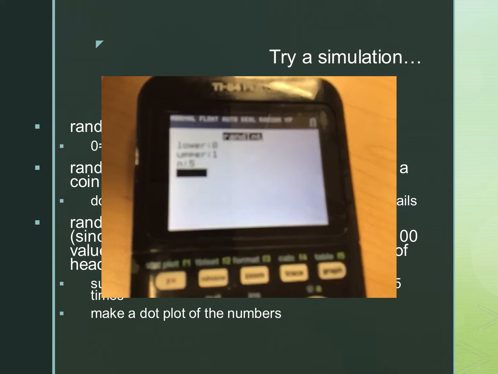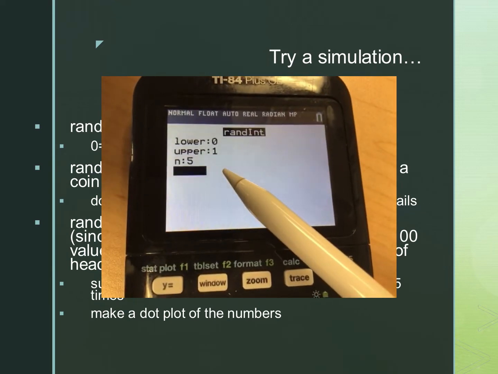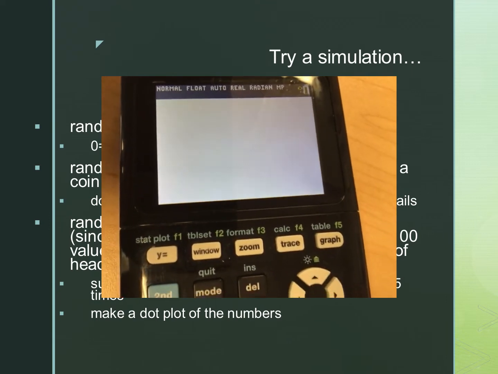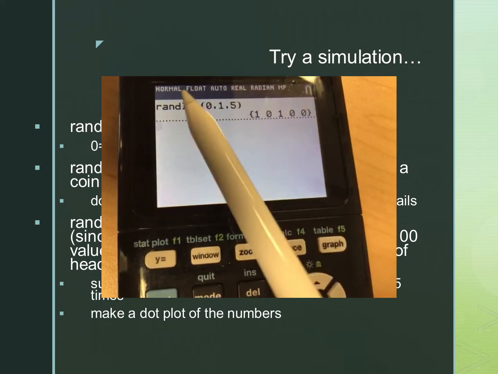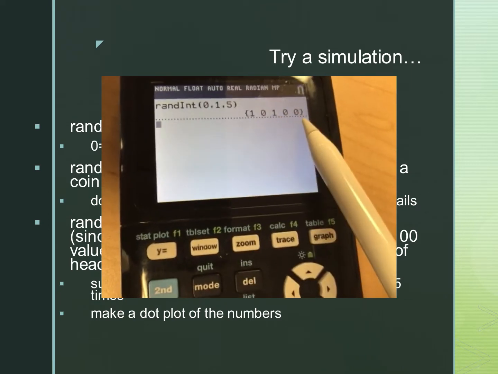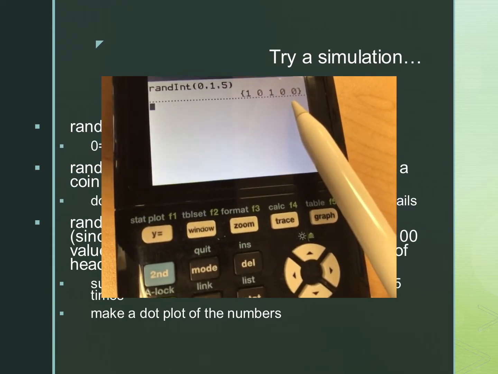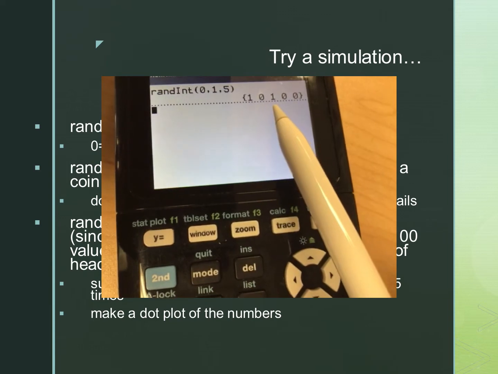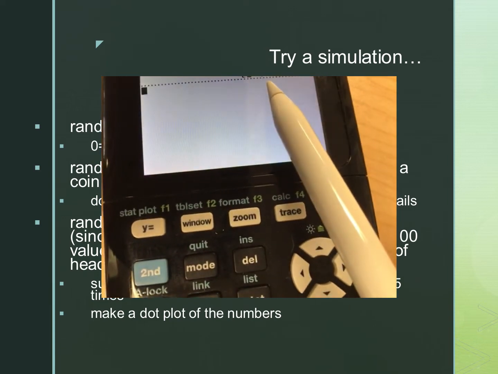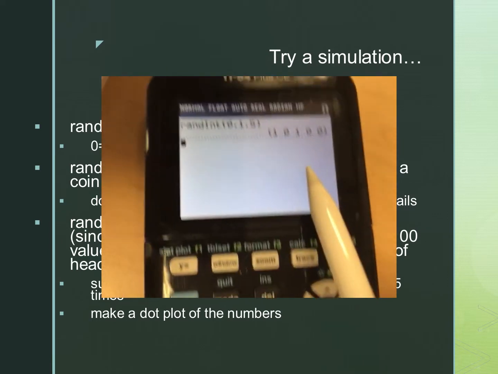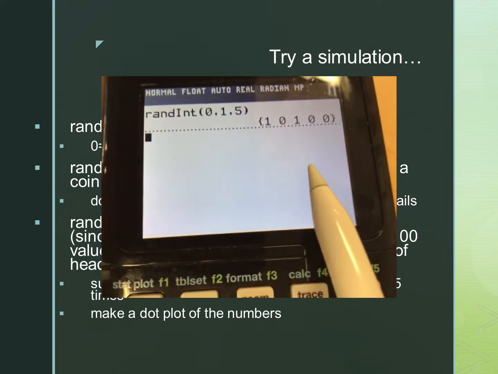So, okay, let's just do a flip of the coin 5 times. Let's just see what we get. Here I get 1 0 1 0 0. So how many heads did I get? I got 2. Heads are ones, right? Everybody should be getting something different.